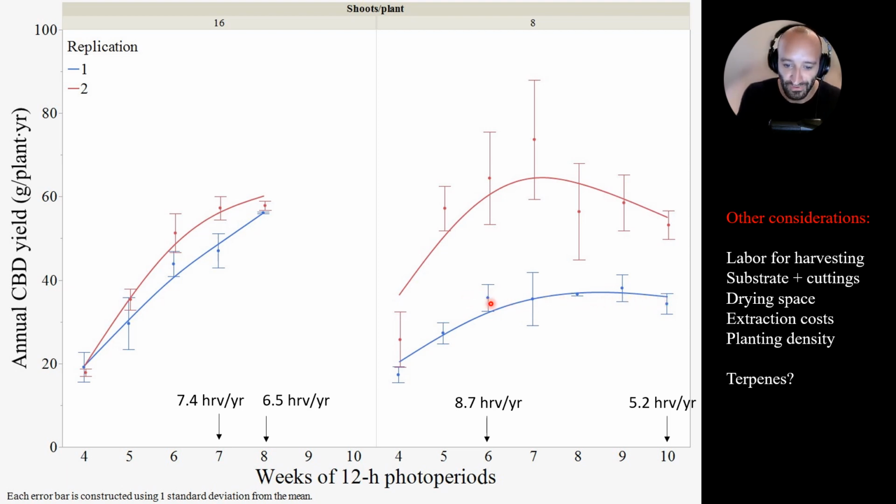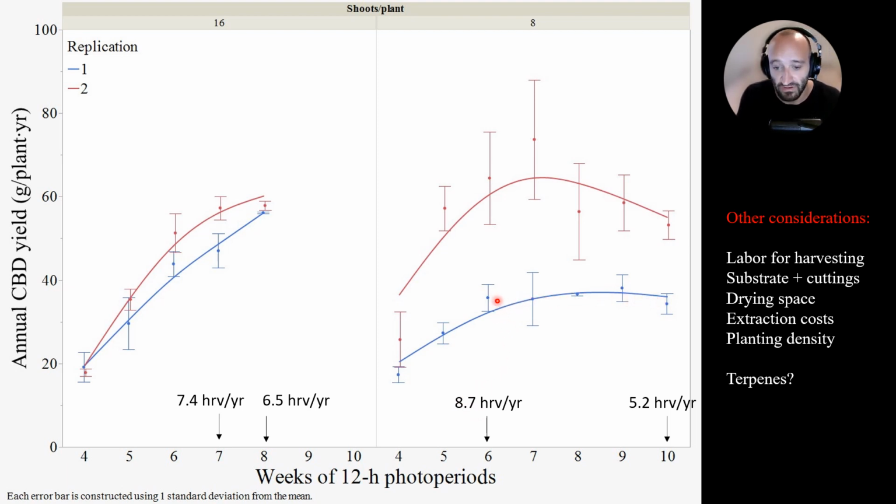And so when you look at the number of harvests you do per year, if you're harvesting at week 6, you're doing 8.7 harvests per year versus harvesting at week 10, you're only doing 5.2. And so, just thinking about, let's say the labor costs here, well, why would I want to do 3.5 more harvests per year if I'm not getting any more CBD on a yearly basis, right?